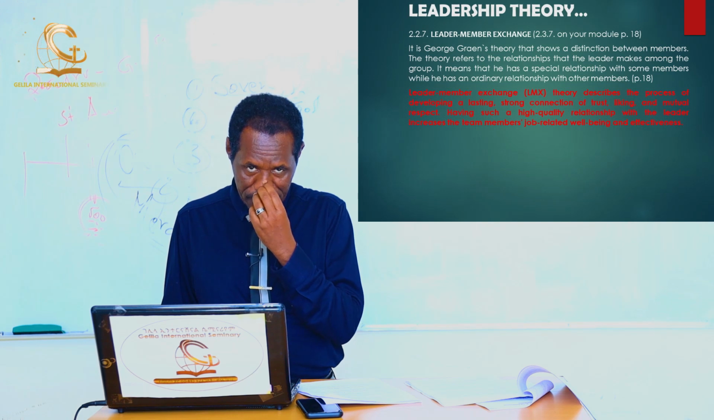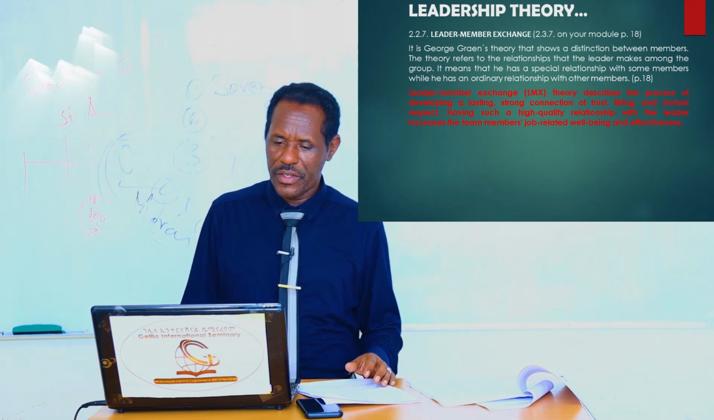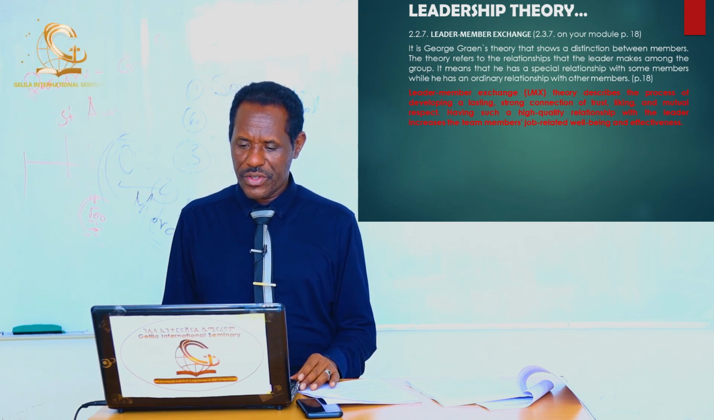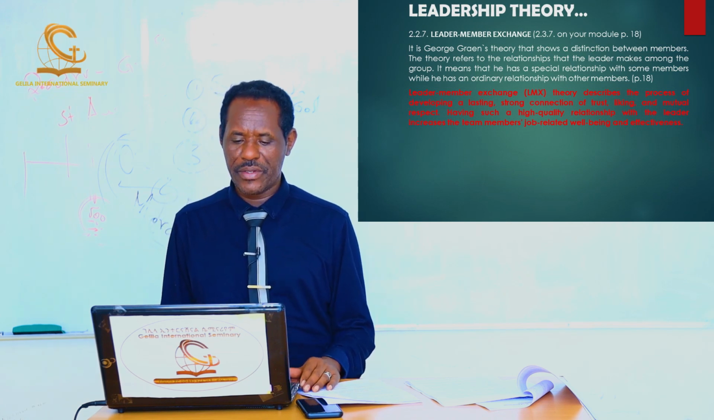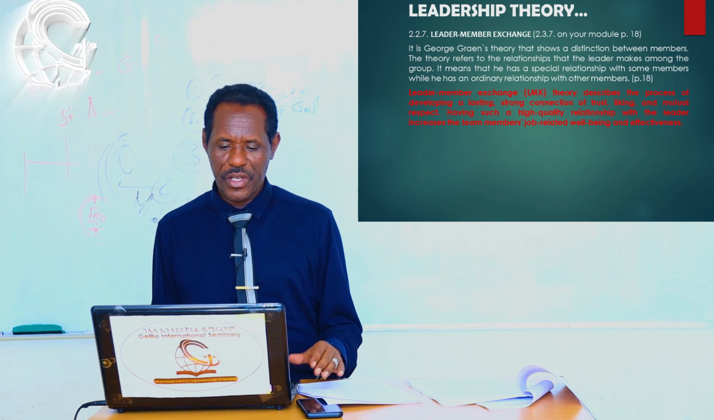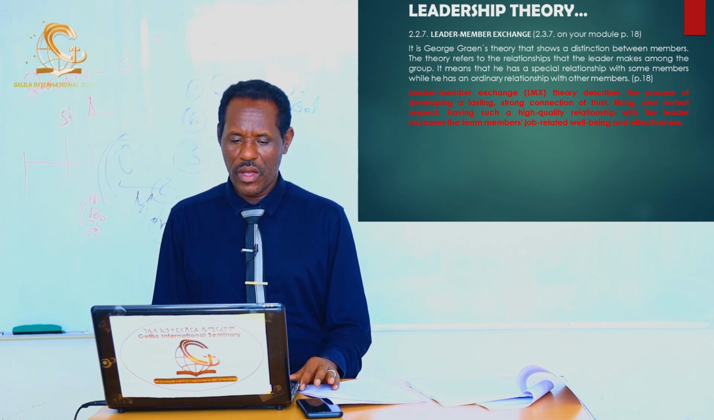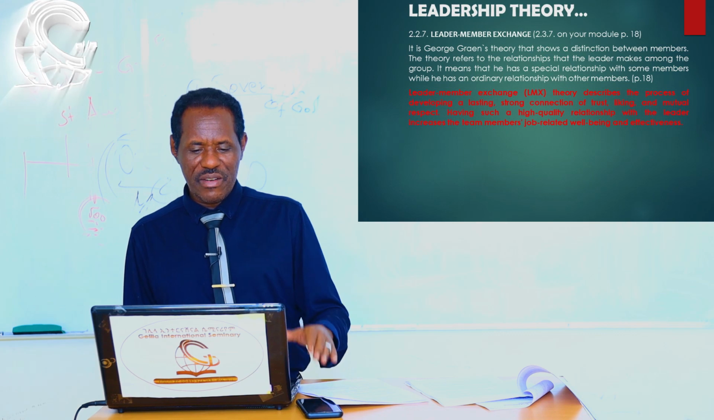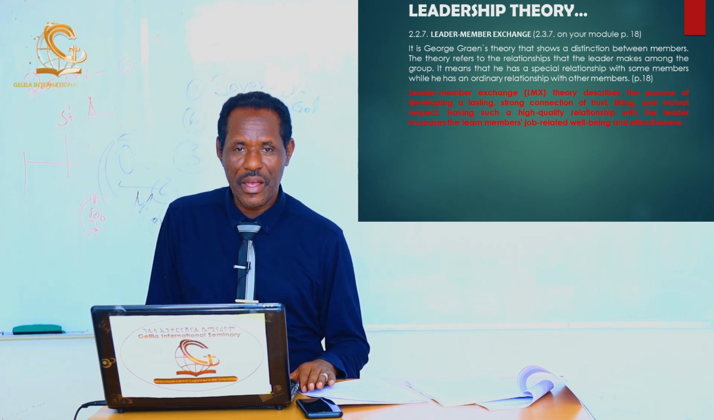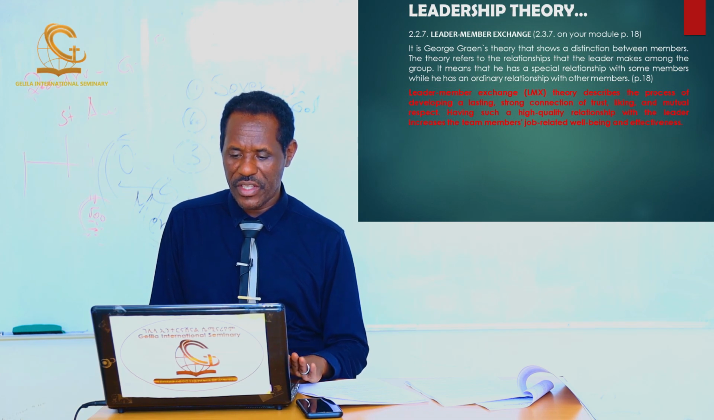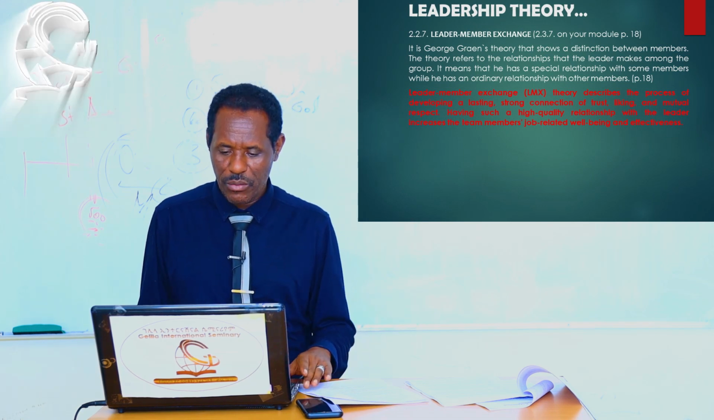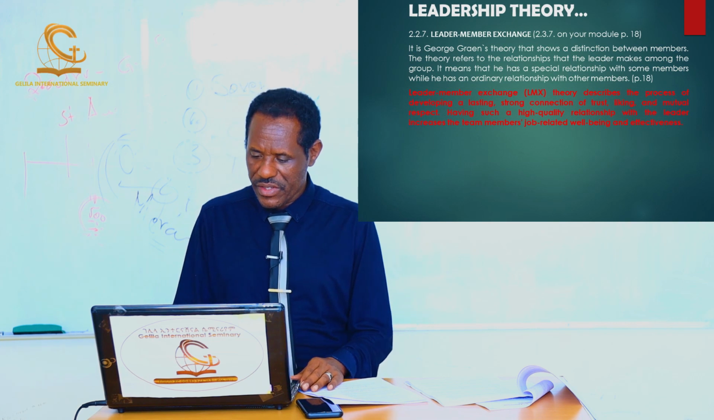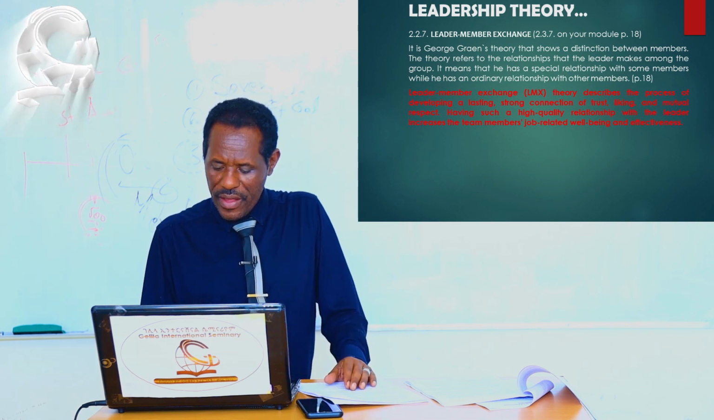Leader-member exchange is on page 18 of your module. It is George Graen's theory that shows a distinction between members. The theory refers to the relationships that the leader makes within the group. It means he has a special relationship with some members while having an ordinary relationship with other members. LMX theory describes the process of developing a lasting, strong connection of trust, liking, and mutual respect. Having such a high-quality relationship with a leader increases team members' job-related well-being and effect.